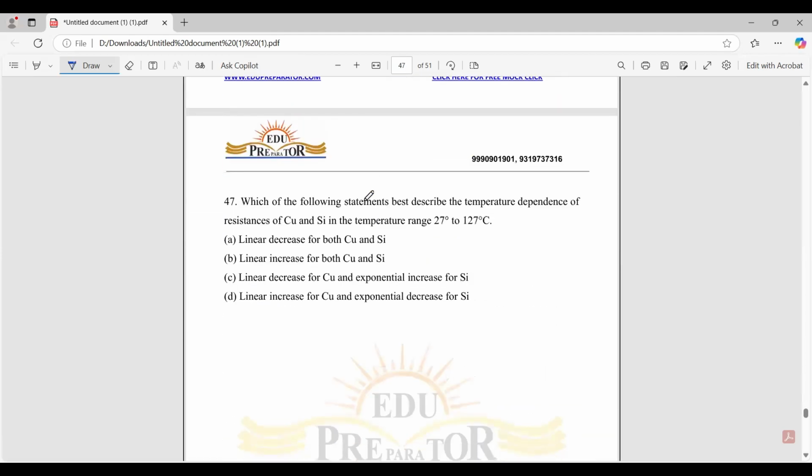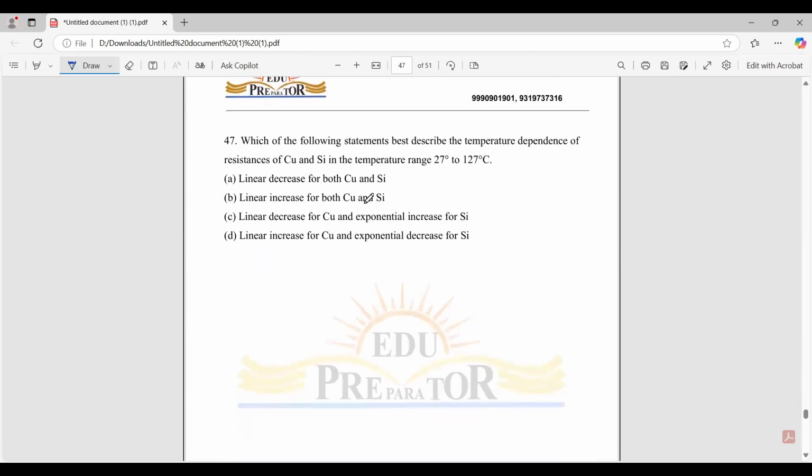Because di is constant. 47th, which of the following statements describes the temperature dependence of resistance of copper and silicon? Again, this is a question linked with your semiconductor and current electricity. But copper is a metal, and when you increase the temperature, its resistance is found to increase, right? So it increases for copper and decreases for silicon. So it means D is the correct answer, right?